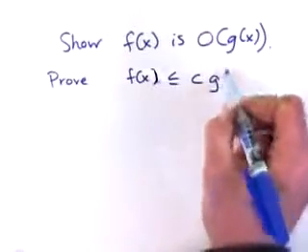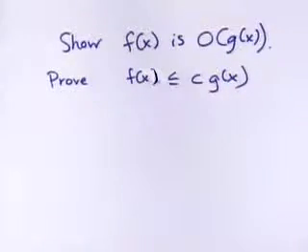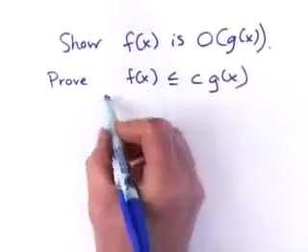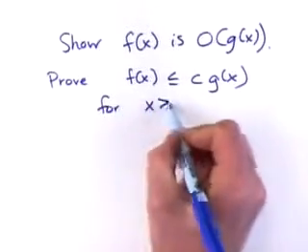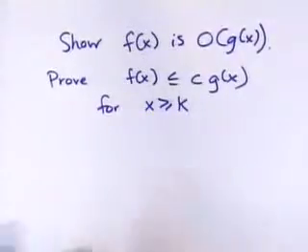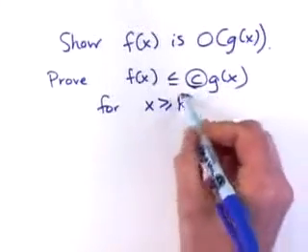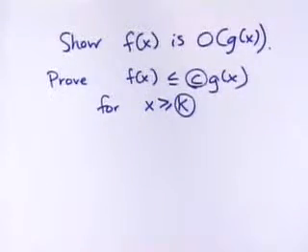So I need to prove that f of x is less or equal to c times g of x for x greater or equal to k, right? So I need to find c and k for one thing. That's the first thing I need to do. And I need to just prove that inequality. I can either do it arithmetically or by induction.